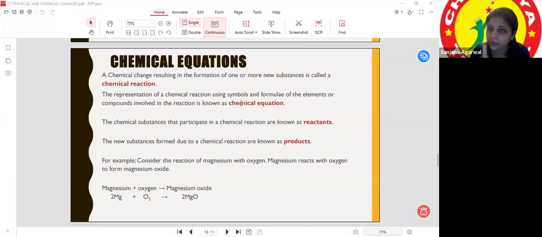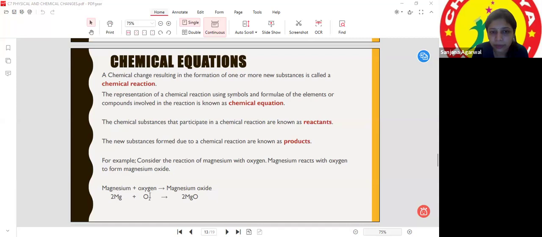If single, it will be a caps lock, and if two, the first letter should always be capital. Okay. So the chemical substances that participate in a chemical reaction are known as reactants. That is, any substance that we write on the left side of the arrow are reactants, which are actually reacting together. And on the right side of the arrow, we get the product or products.